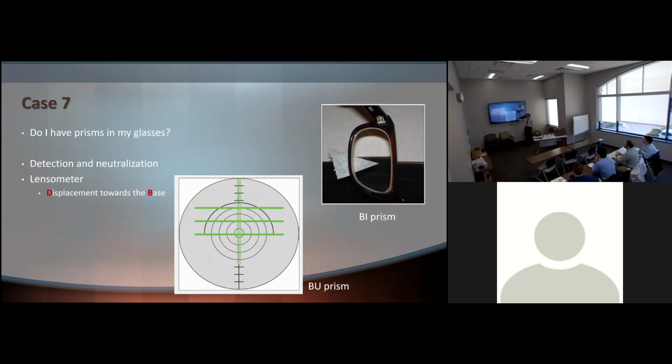But the cool thing is with the lensometer, you don't have to do this math conversion here. Wherever you see the displacement, this is the base of your prism. So if this is the case, this patient has base up prism. You don't have to do the math. So displacement goes to the base.